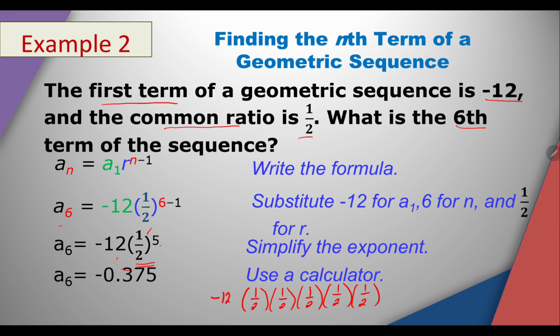Then again, I can rewrite 12 as 2 times 3. That is the same as 12. So I can say 2 divided by 2 is 1. Thus, I am left in the numerator with a negative 3. Negative 3 times 1 is negative 3.